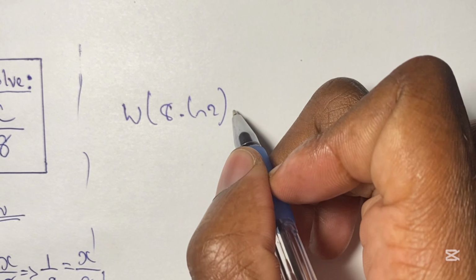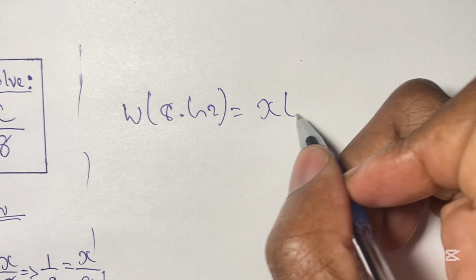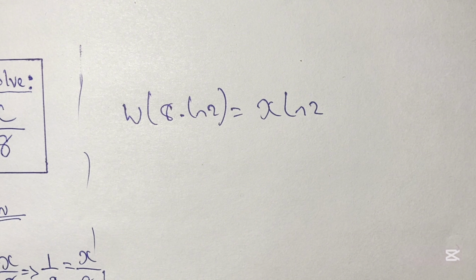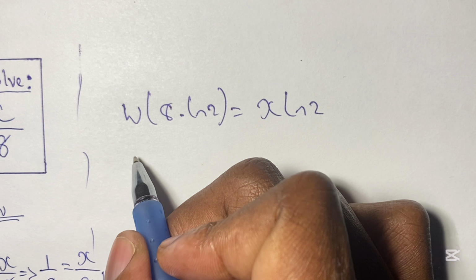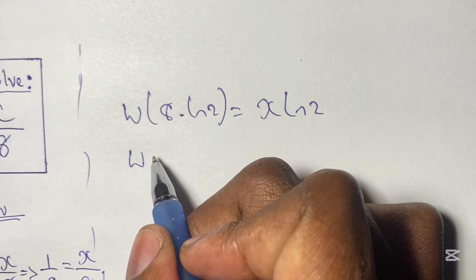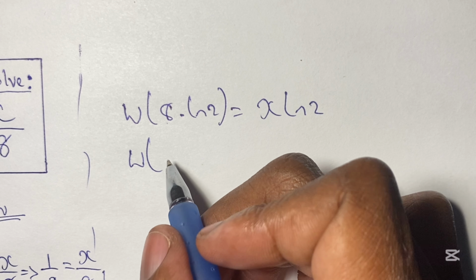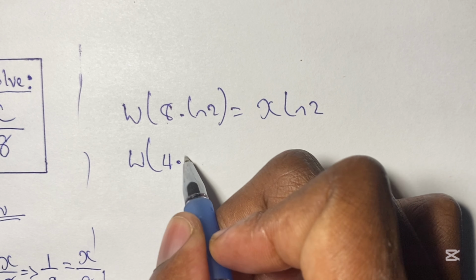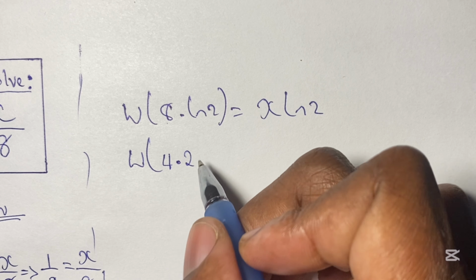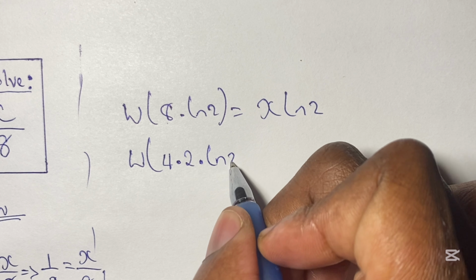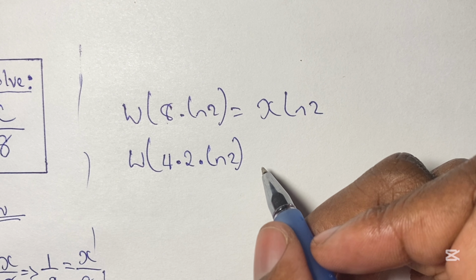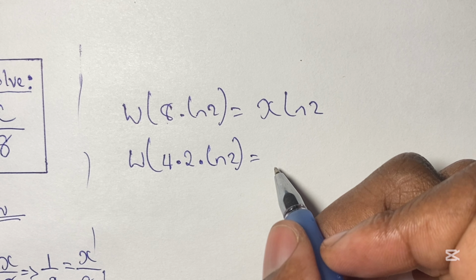So our equation is such that W of 8 ln 2 equals x ln 2. And as I said before, we simplify this expression here. We can start by having our 8. We know that 8 is 4 times 2. And since we are multiplying, the commutative property actually exists here, so we don't need to add any additional brackets. So we have 4 times 2 times ln 2. So we bracket this expression and we have this equal to x ln 2.